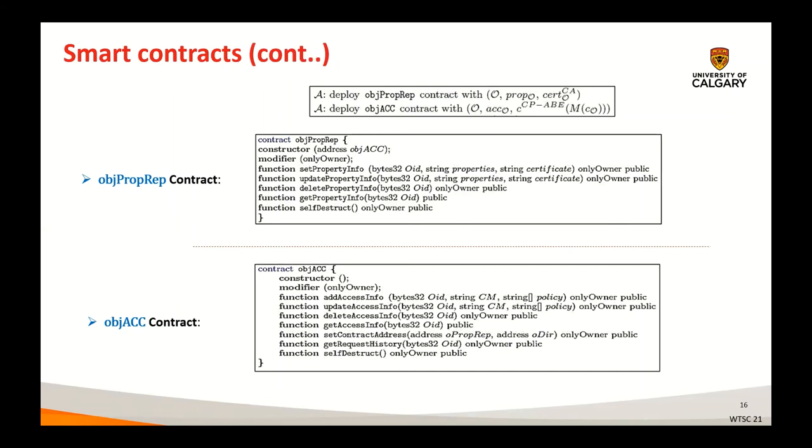Only the resource owner who deploys this contract can update, delete, and add new resources by calling the functions of this contract. The object access control contract holds the object ID along with the access policies and the CPAB encrypted metadata of the resource. After being authenticated by the blockchain authority, the requester of an object gets the CPAB metadata and the policies from this contract that are required for decrypting the CPAB ciphertext.